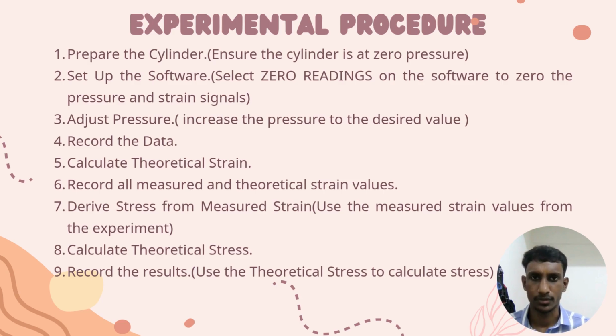Next is the experimental procedure for the report. Firstly, we have to prepare the cylinder. We have to ensure the cylinder is at zero pressure. Second, set up the software. Select zero readings on the software to zero the pressure and strain signals. Thirdly, adjust the pressure. Increase the pressure to the desired value, the value that we need. Fourthly, record the data. Next, calculate theoretical strain.